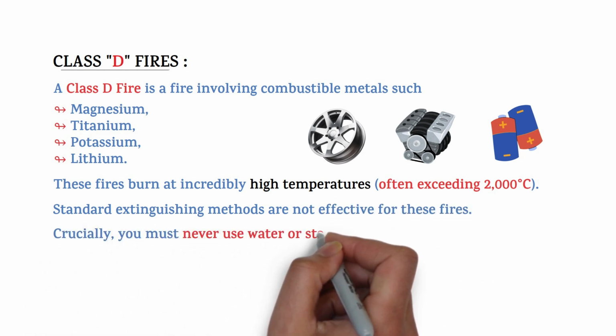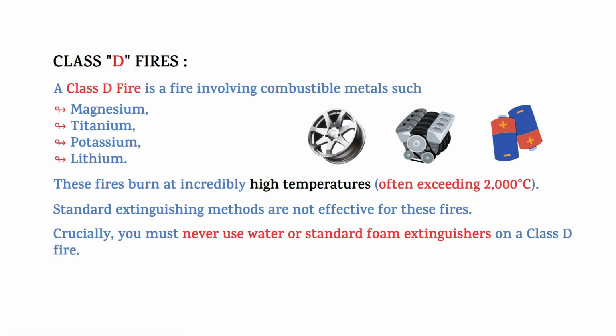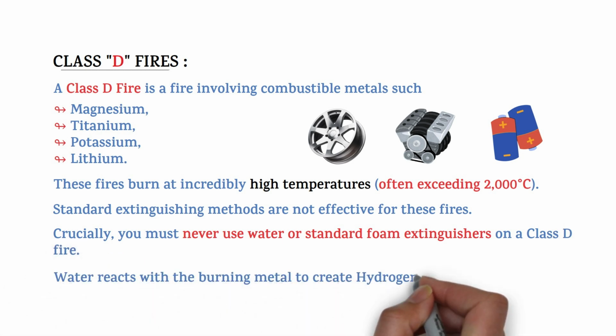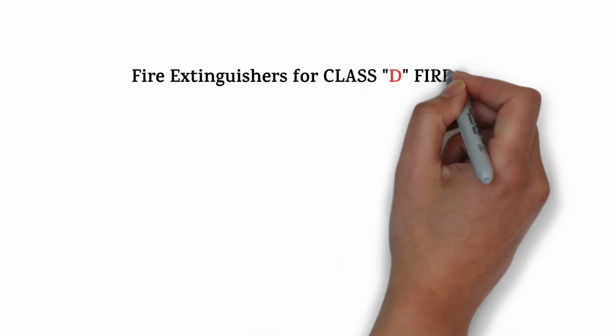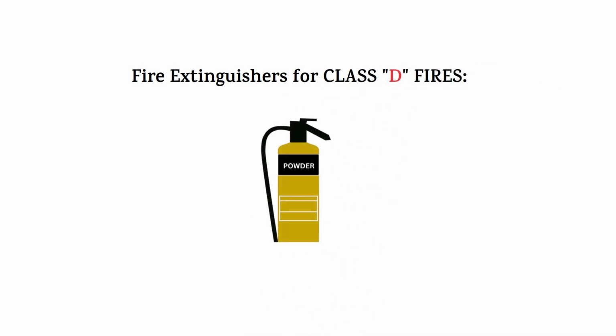Crucially, you must never use water or standard foam extinguishers on a Class D fire. Water reacts with the burning metal to create hydrogen gas, leading to an immediate and massive explosion. Suitable fire extinguishers for Class D fires include special dry powder extinguishers designed specifically for metal fires.